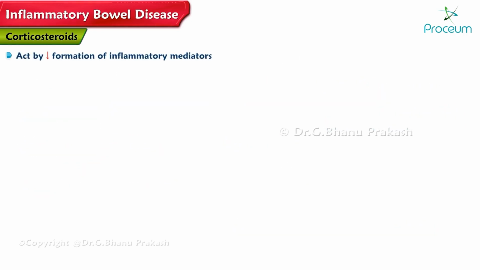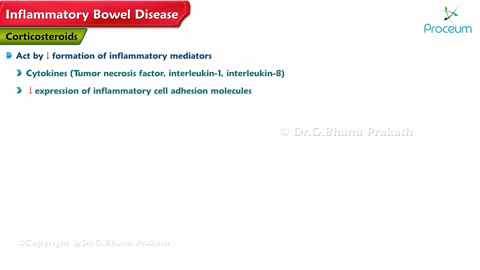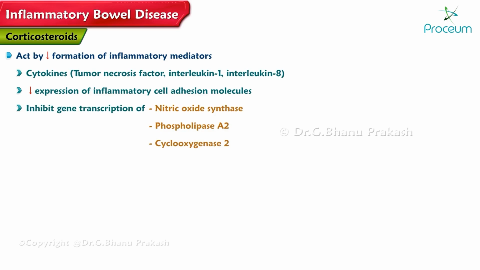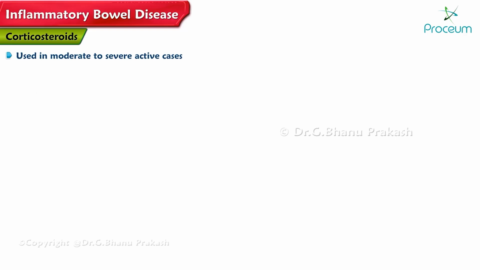Glucocorticoids act by decreasing formation of inflammatory mediators like cytokines, tumor necrosis factor, interleukin-1, interleukin-8, decrease expression of inflammatory cell adhesion molecules, and inhibit gene transcription of nitric oxide synthase, phospholipase A2, cyclooxygenase 2, and nuclear factor. They are used in patients with moderate to severe active cases. They do not have any use in maintaining disease remission.